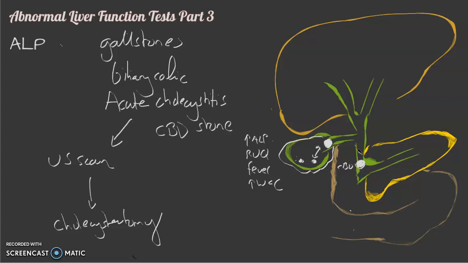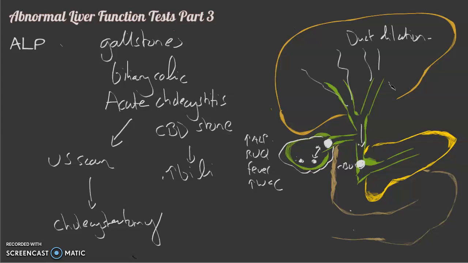Now, a CBD stone, because it's in a different area of the biliary tree, can give some different signs and symptoms. If the common bile duct is obstructed, then you might also have raised bilirubin, because bilirubin is being obstructed from being released, so that will increase in the blood test. You might see on the ultrasound scan some signs of what is called duct dilation, something you look for on the ultrasound scan when it's done.